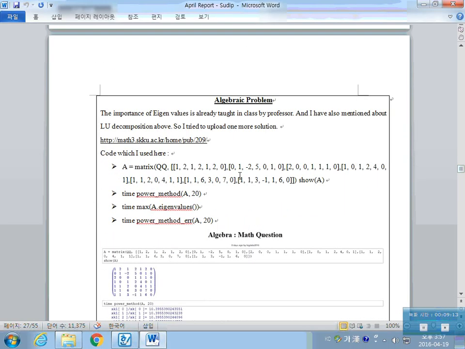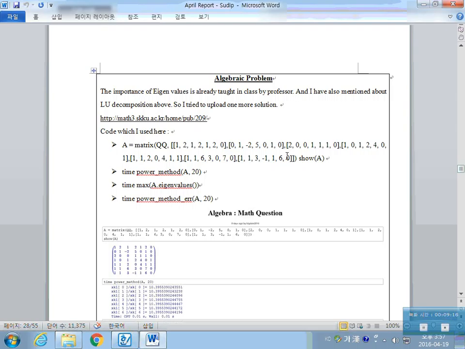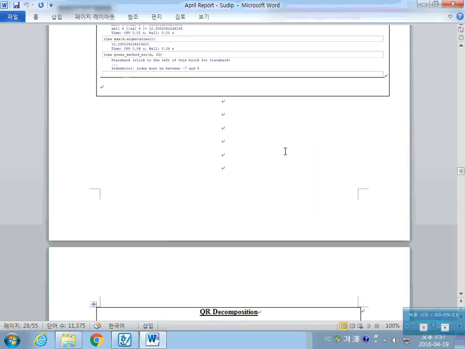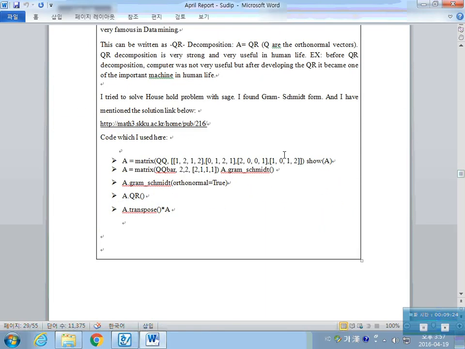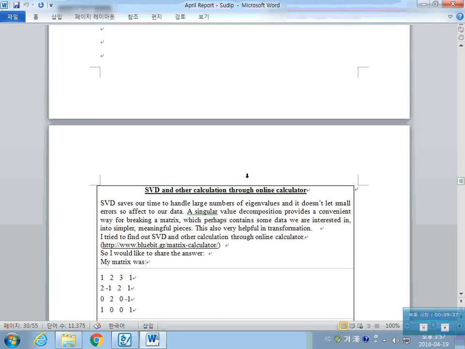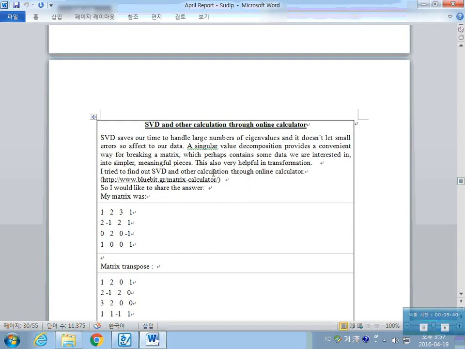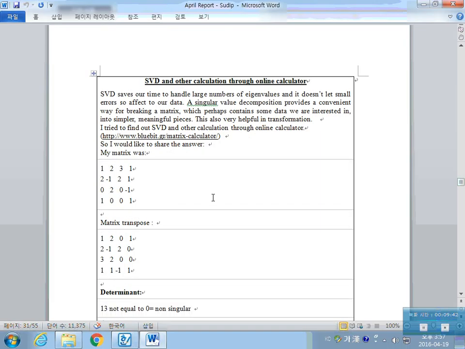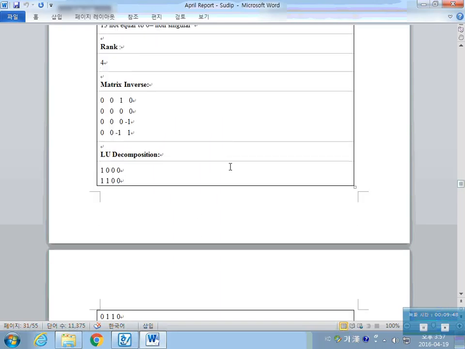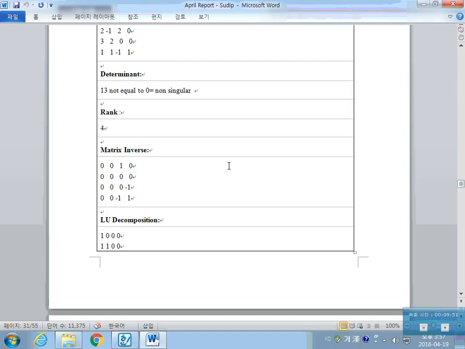So for the algebraic problem, I tried to find the eigenvalue decomposition by Sage. Matrix problem, and QR decomposition, same. By Sage I used this code to find Gram-Schmidt orthonormal, transpose of A, eigenvector, eigenvalue. And related to SVD, I tried another online tool, and it gave me matrix transpose, determinant, rank, matrix inverse.